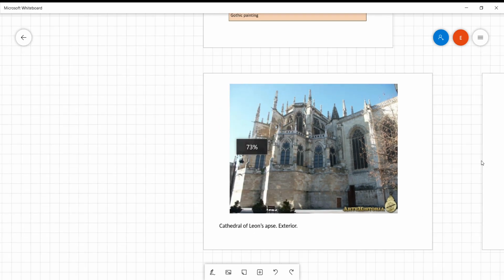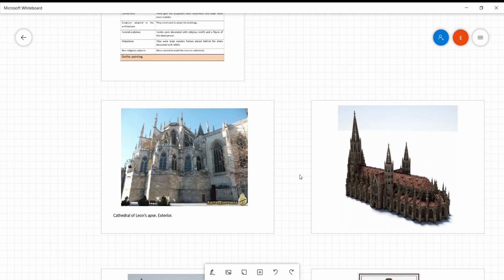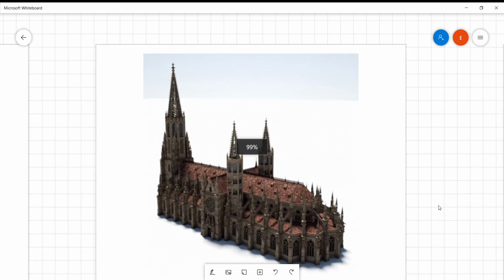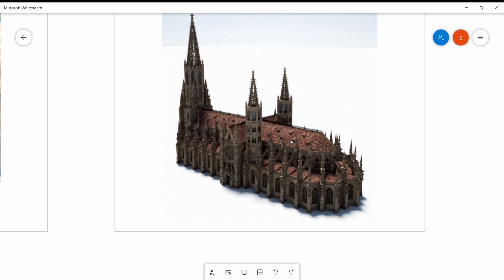What else? Okay. Well, here we have the same. You can see here the Latin cross, okay. We have the long arm and the short arm. We have stained glass windows, pointed arches, large windows again, flying buttresses. You have it all here, okay.